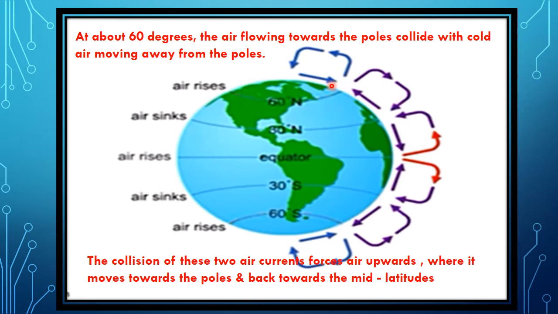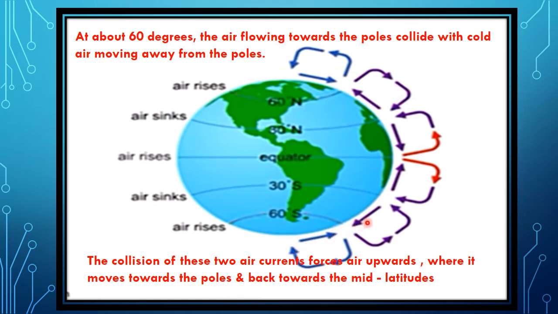Now the collision of these two air currents, what happens? It forces the air to move upwards. Can you see? And then it moves towards the pole, and back towards the mid latitude. So you can see this is a circular movement. This is what is happening.